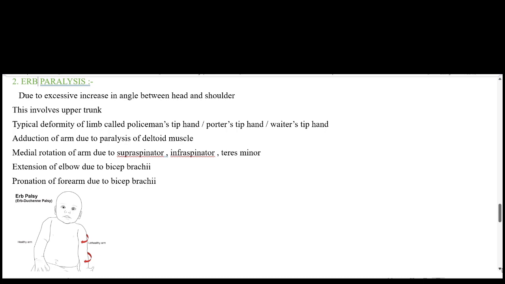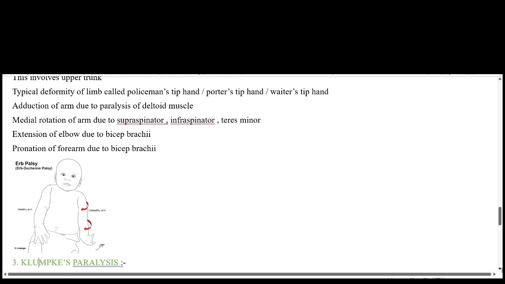So adduction of arm is due to deltoid muscle. Medial rotation of arm is due to supraspinatus, infraspinatus, teres minor muscle. Extension of elbow is due to biceps brachii muscle. Pronation of forearm is also due to biceps brachii muscle. You can easily see this diagram. See how it has an adduction of arm and how it is medial rotation of arm. This is Erb's paralysis. Let's move on to Klumpke paralysis.